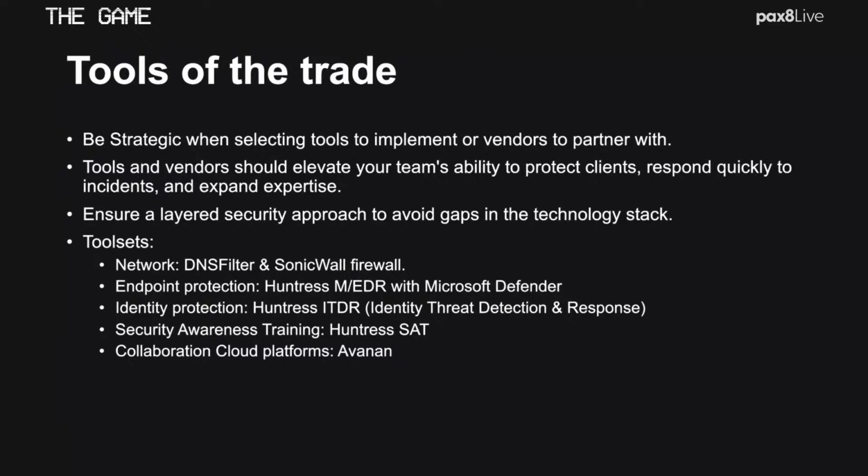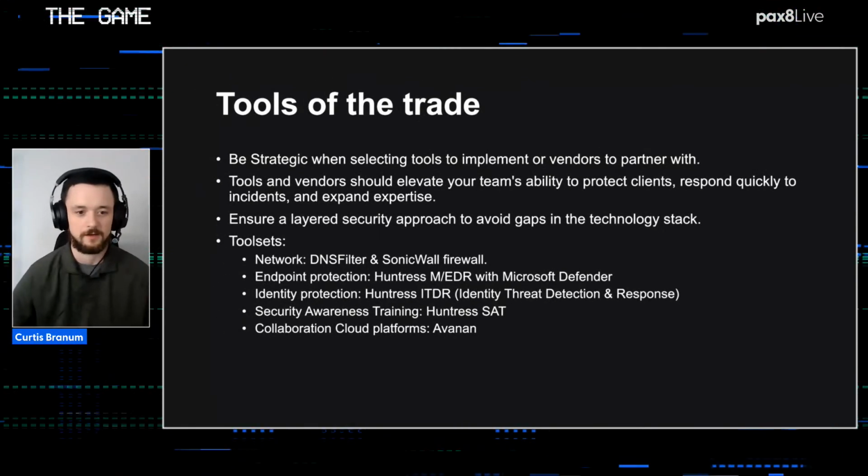So I guess to summarize that real quick too, so these alerts make sense that we're going to go through. Since we're smaller, we use Huntress for our managed detection and response. And then Avanan for our collaboration cloud platforms, because it's not just email-based anymore in the cloud, right? It's Teams, SharePoint, OneDrive, you name it. It all could be an attack.